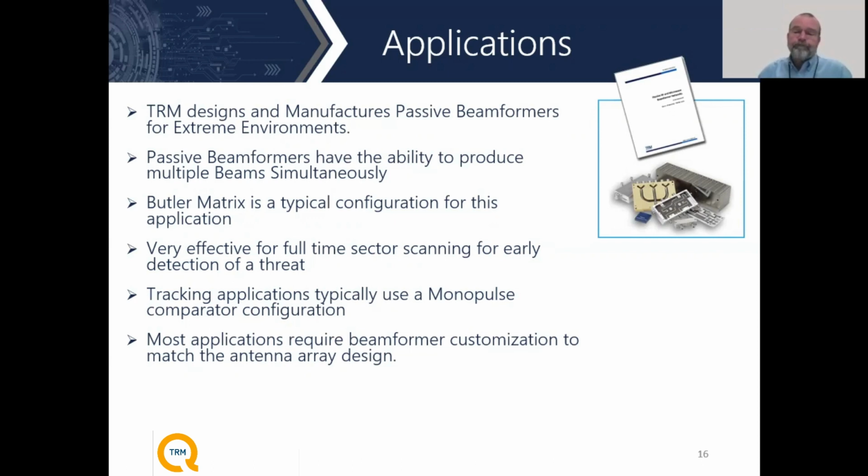Okay, so speaking of customization there in the final bullet, maybe you could share some of the innovations or enhancements that TRM typically makes so that the beamformers fit each application. Sure.